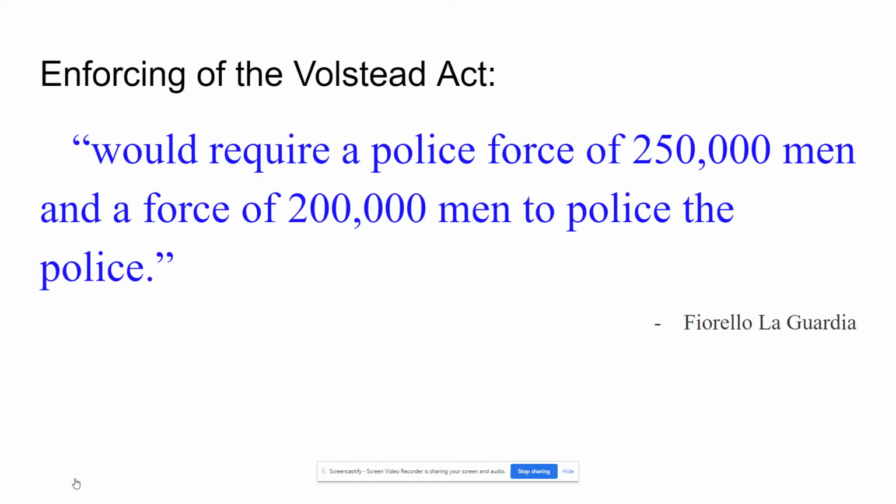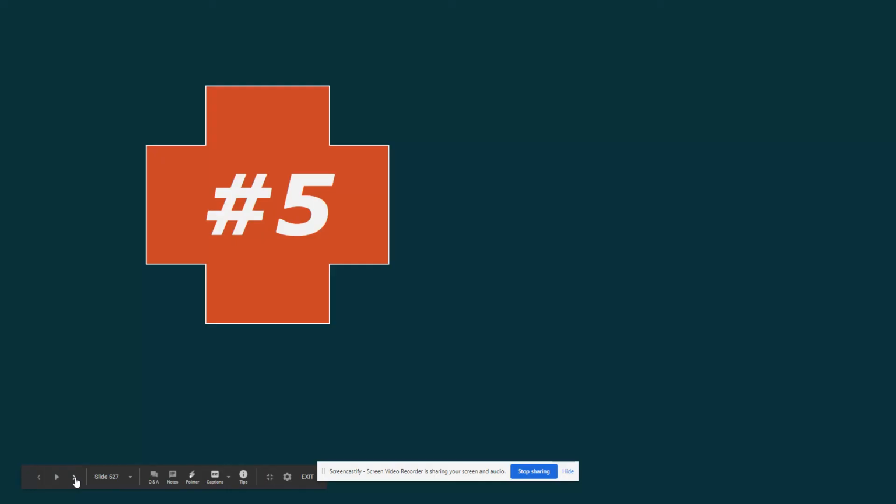Now, famous quote, it would require a police force of 250,000 men and a force of 200 other thousand men just to police the police in order to basically make prohibition work. And they didn't have that. So why did prohibition fail?